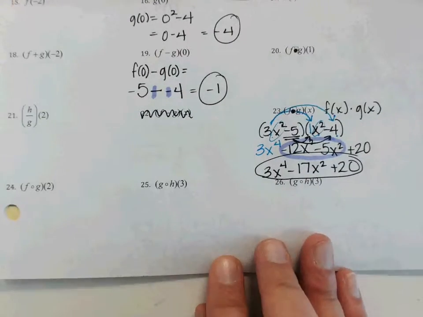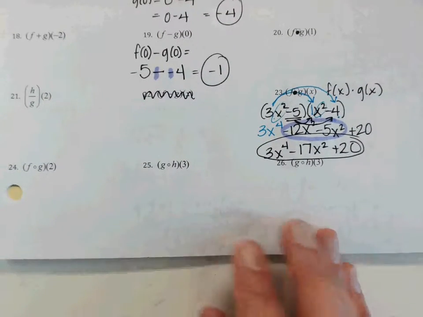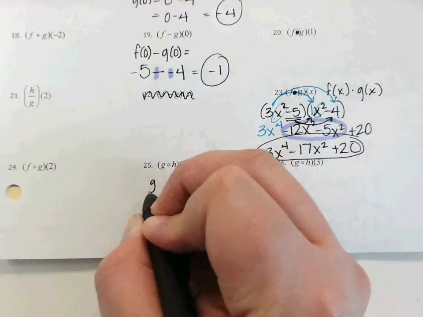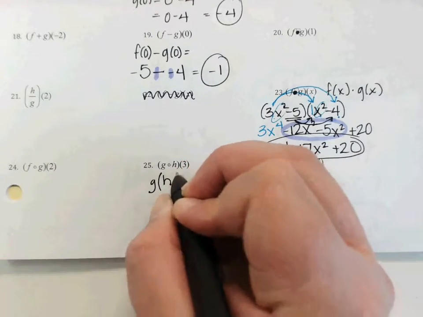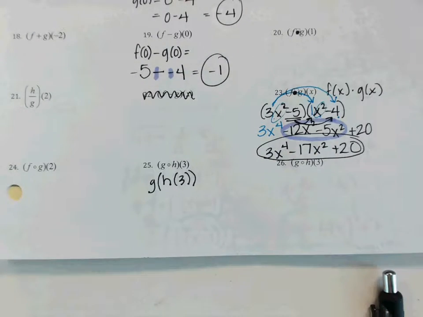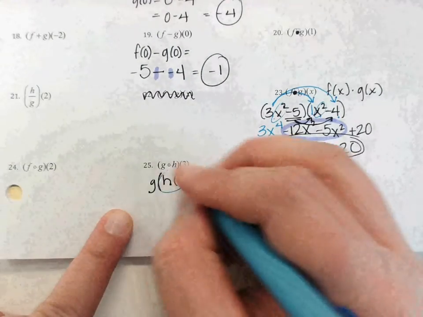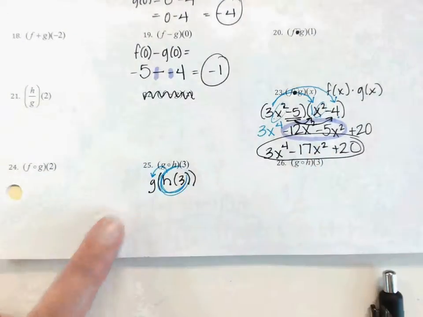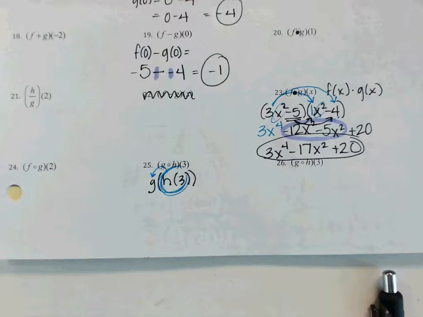Okay, very last row are all your little circles. Remember, that means you're plugging one function into the other function. So let's say I'm doing 25. I would do g of h of 3. And then remember, what I'm going to do is find h of 3 first. And when I get that answer, I'm going to plug it into g. So let's find h of 3 first.